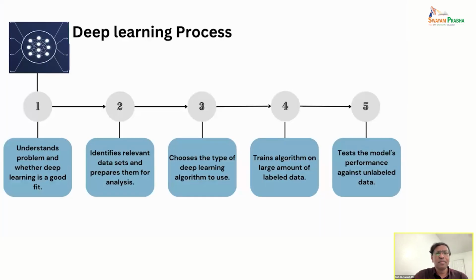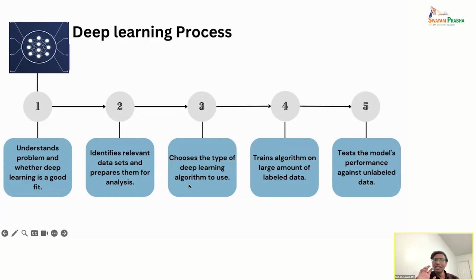And in the deep learning process, we try to understand the problem, and we can't generally apply deep learning to every problem. We need to look at whether the problem needs shallow knowledge or deep knowledge, and only in those cases do we apply deep learning. Otherwise the system becomes too complicated, and what we finally achieve will be nothing. Then we need to identify the relevant data sets and prepare them for analysis. If there is an image, there might be noise and unnecessary data, so pre-processing should be done.